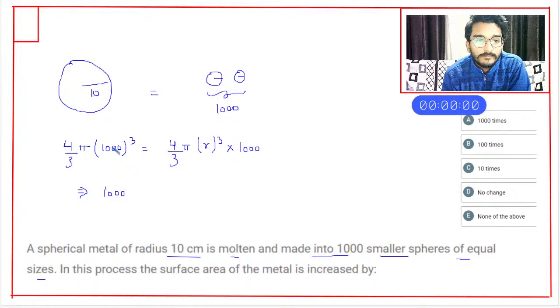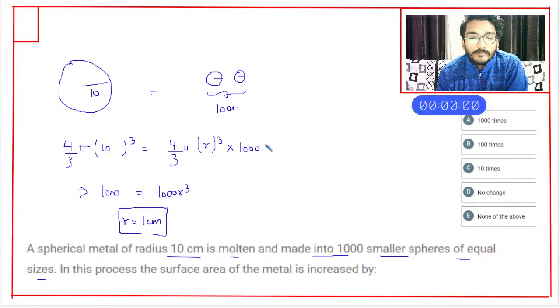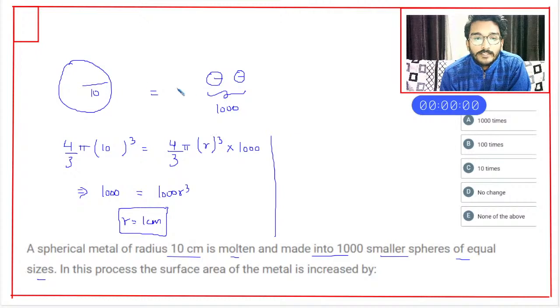Sorry, the radius is 10. I have done the cube part. So it's 1,000 here. 1,000 equals 1,000 r cube. We can say the radius is equal to 1 centimeter. In this process, the surface area is increased by. So initially, how much is the surface area? It is 4 pi r square. The radius is 10. So initially, the surface area is how much? It is 400 pi. This was the initial area.